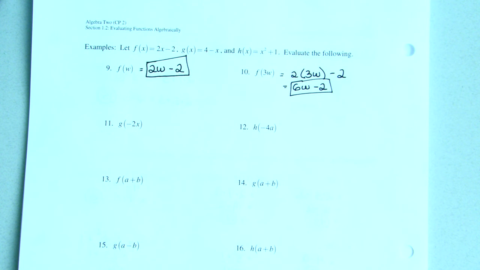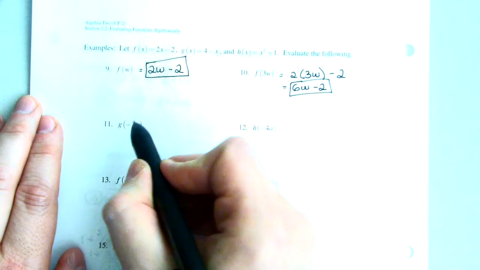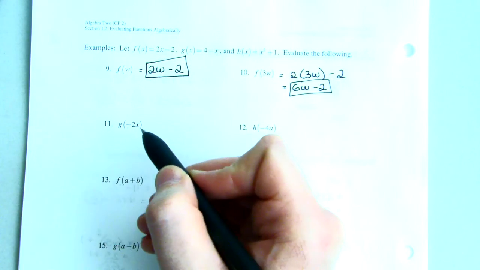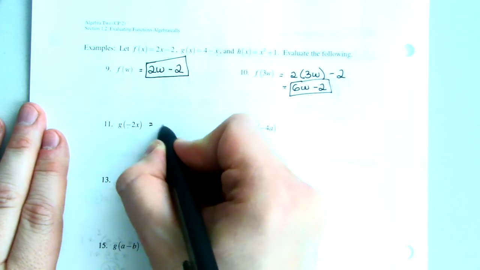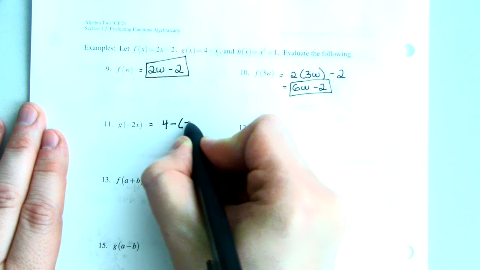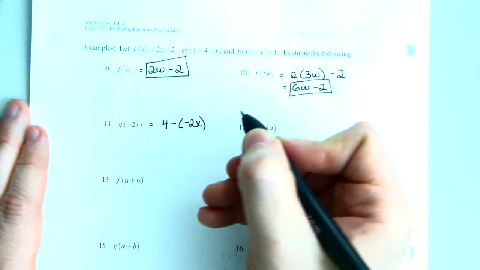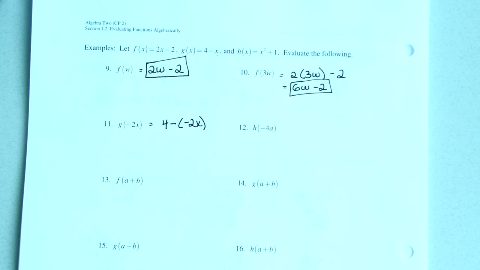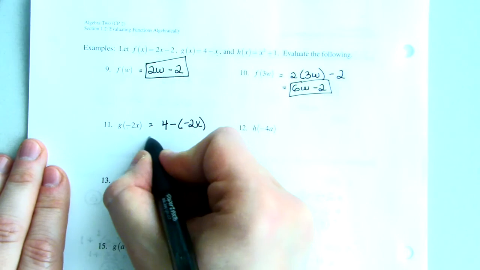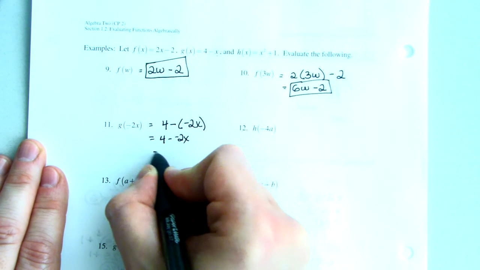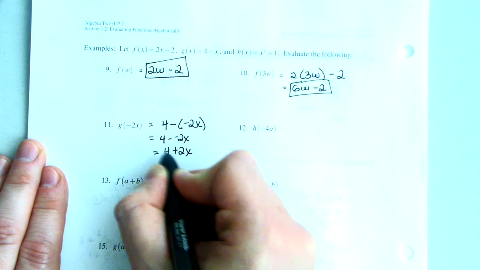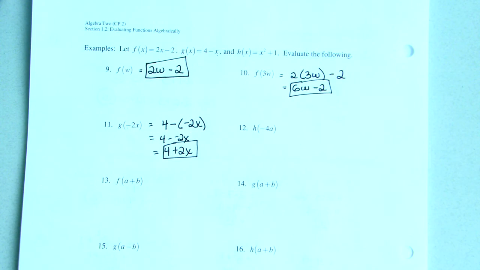Next, in number 11, I want to do g of negative 2x. I realize this is a little bit strange because I'm going to replace this x with the more complicated negative 2x, but that's okay. It still kind of works. I'm going to say 4 minus, in parentheses, negative 2x. What can you simplify this to? Well, double negatives. 4 minus negative 2x becomes 4 plus 2x. Number 11 is 4 plus 2x.